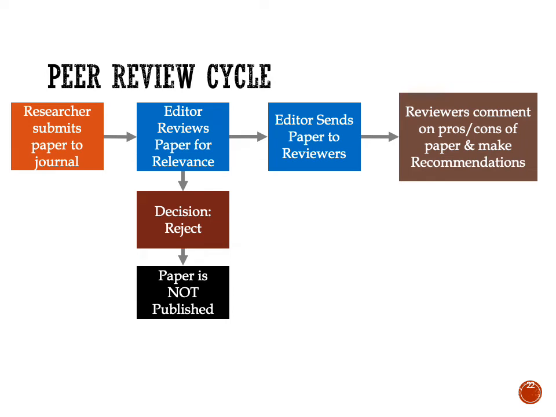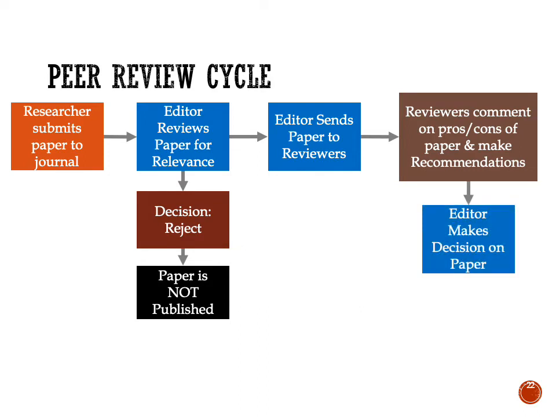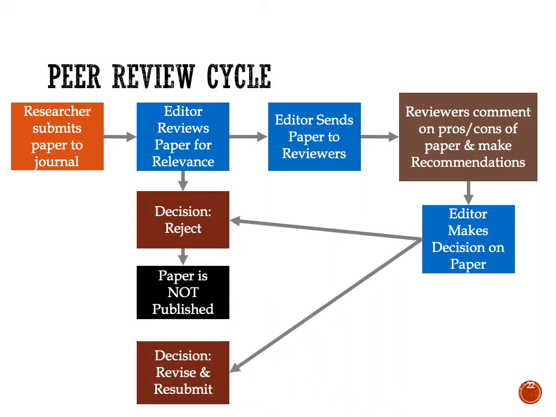The reviewers will comment on the pros and cons of the paper. They'll make extensive recommendations on the paper. Ultimately, they will recommend to the editor whether or not this paper should be published. The editor is then going to make the final decision. The editor can decide to reject the paper, and then the paper is not published, or the editor can submit a decision called revise and resubmit. And this is a very common decision that a researcher will get back.